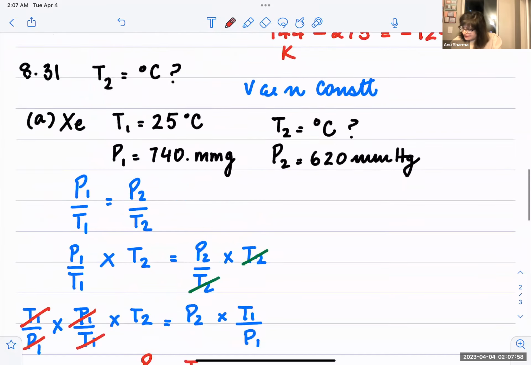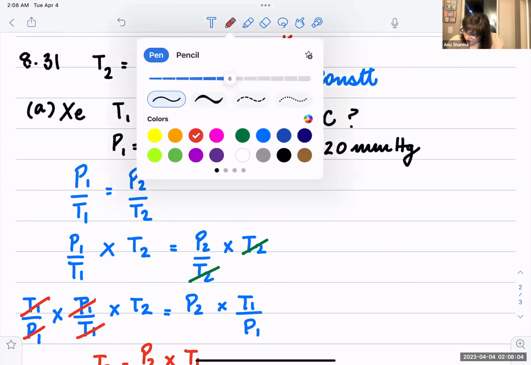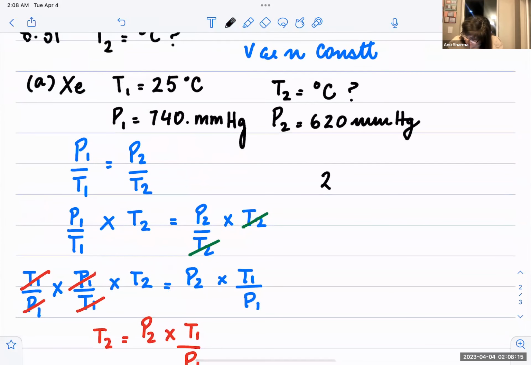Now we need to check the units. This is millimeters of mercury, sorry, mmHg, and the other one is also mmHg, which is fine. You should get into the habit of converting degrees Celsius to Kelvin. So 25 degrees Celsius plus 273, that is 273 plus 25, which equals 298 K. We will reconvert it back later. So T1 becomes 298 K.